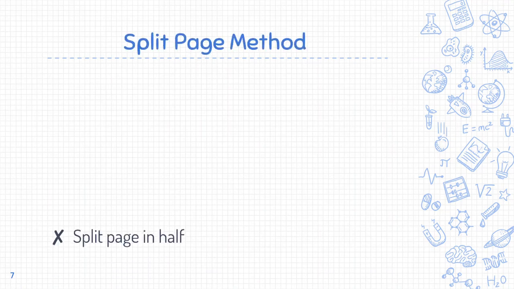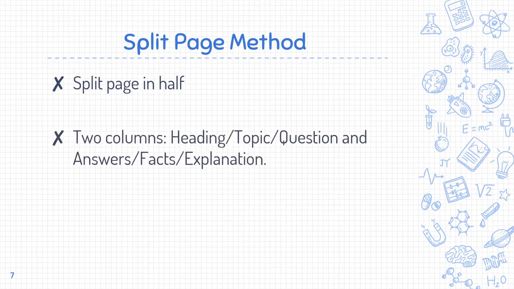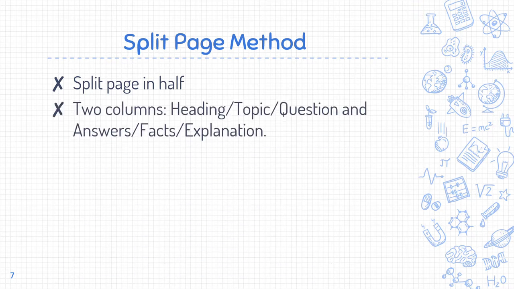Now we are studying the split page method. Split the page in half. Basically you can just fold your paper or you can draw a line in the half of your paper. Basically you just need to make 2 columns. I'm weird, I know. Okay, so 2 columns. First one is for the heading, topic or question. All right, and the second one is basically the answer, fact or explanation of that said heading, topic or question.